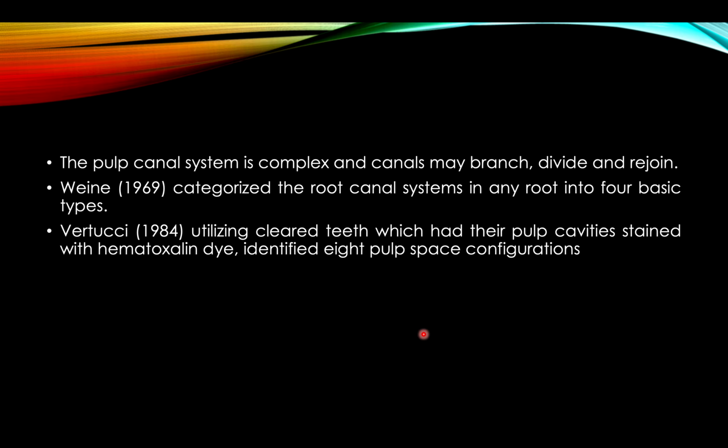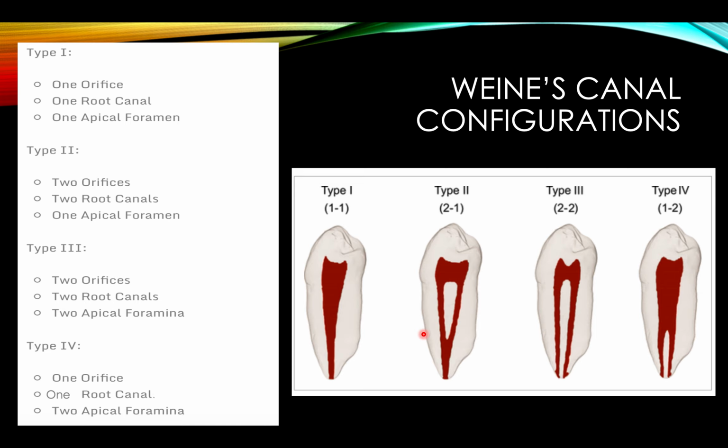He categorized the root canal system into 4 basic categories. The first one, or type 1, represents a root canal that starts as a single orifice, and then it continues as a single canal, and then it exits the root surface in one apical foramen. Type 2, we have 2 orifices, 2 root canals, and then they exit the root surface in one apical foramen.